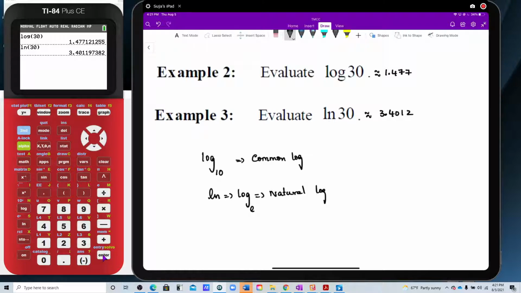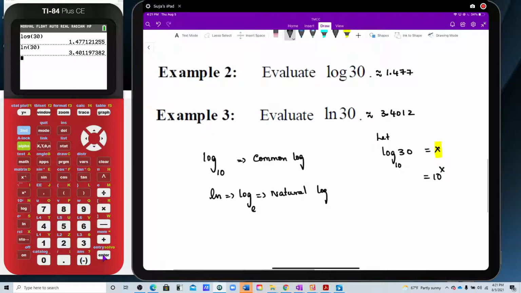The other thing you have to remember is when I see a log, I'm kind of seeing an exponent. So any logarithmic function can be converted into an exponential function. For example, let me use the first one. When I have log 30, and since it's a common log, I know the base is 10. So if I call this x, let us assume that I'm using a name for it, this could be written as 10 to the power of x equals 30. So this is the corresponding exponential function for this log.